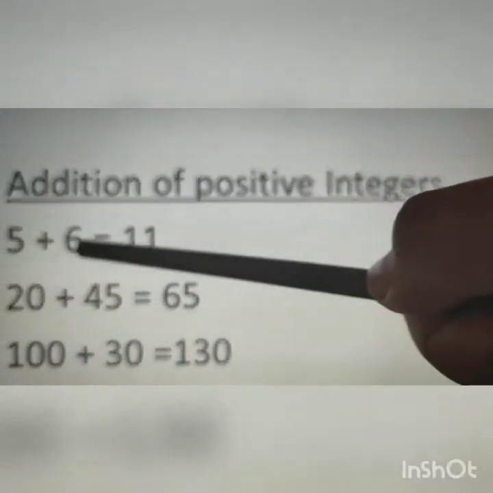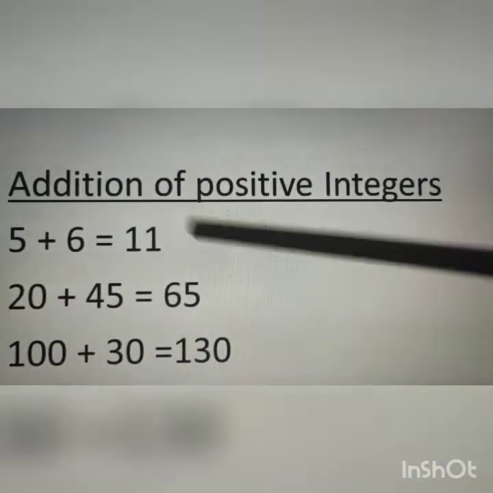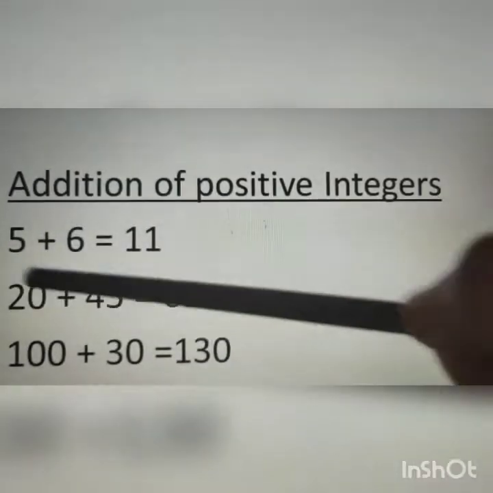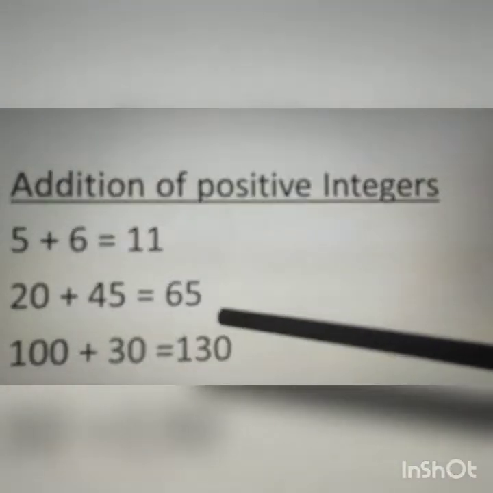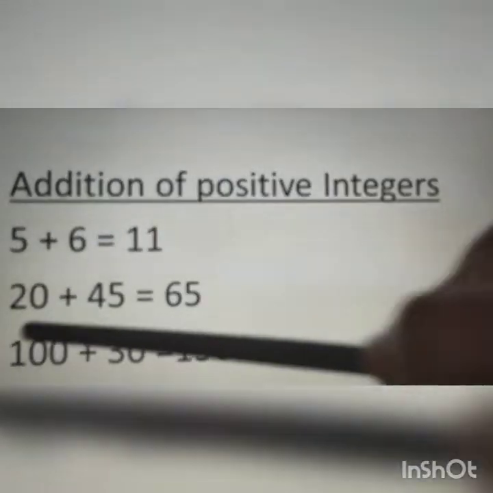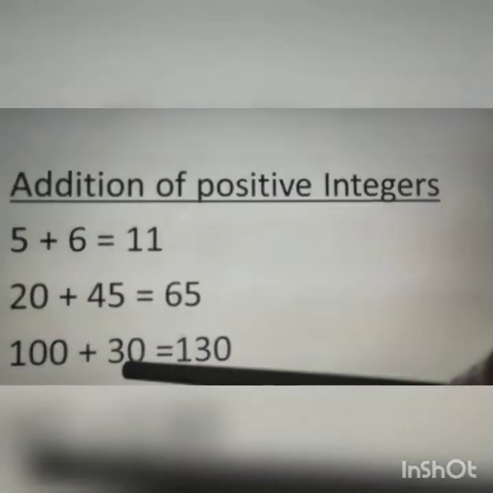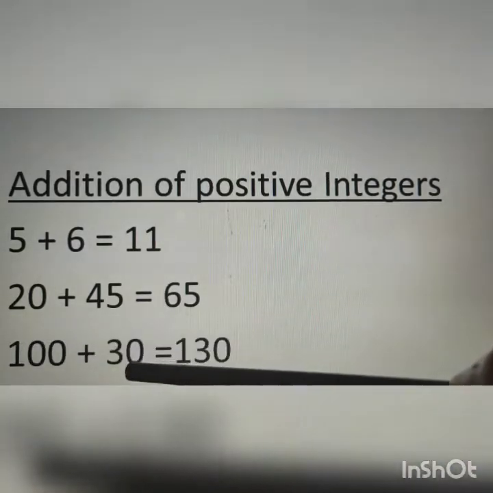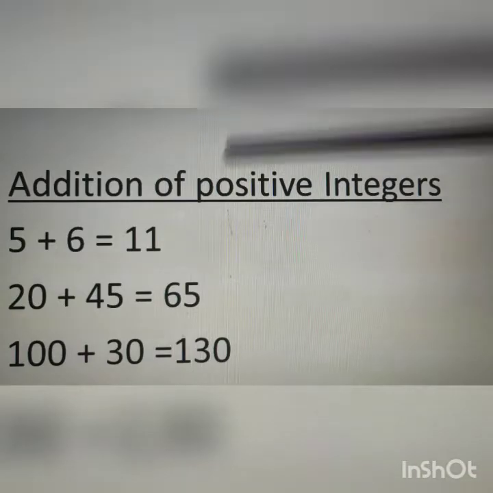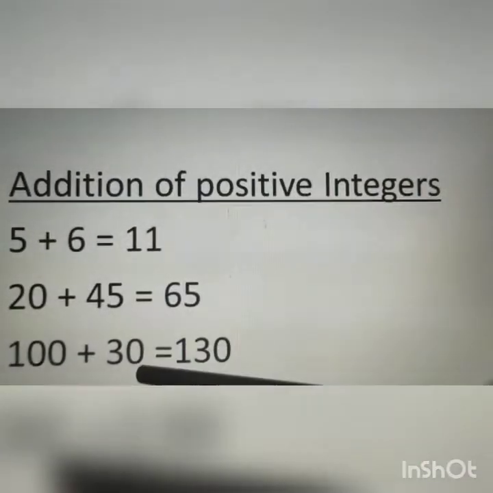5 plus 6 is equal to 11. Here 5 and 6 are positive integers. Next example, 20 plus 45 is equal to 65. 20 and 45 are positive integers. 100 plus 30 is 130. They are all positive integers.